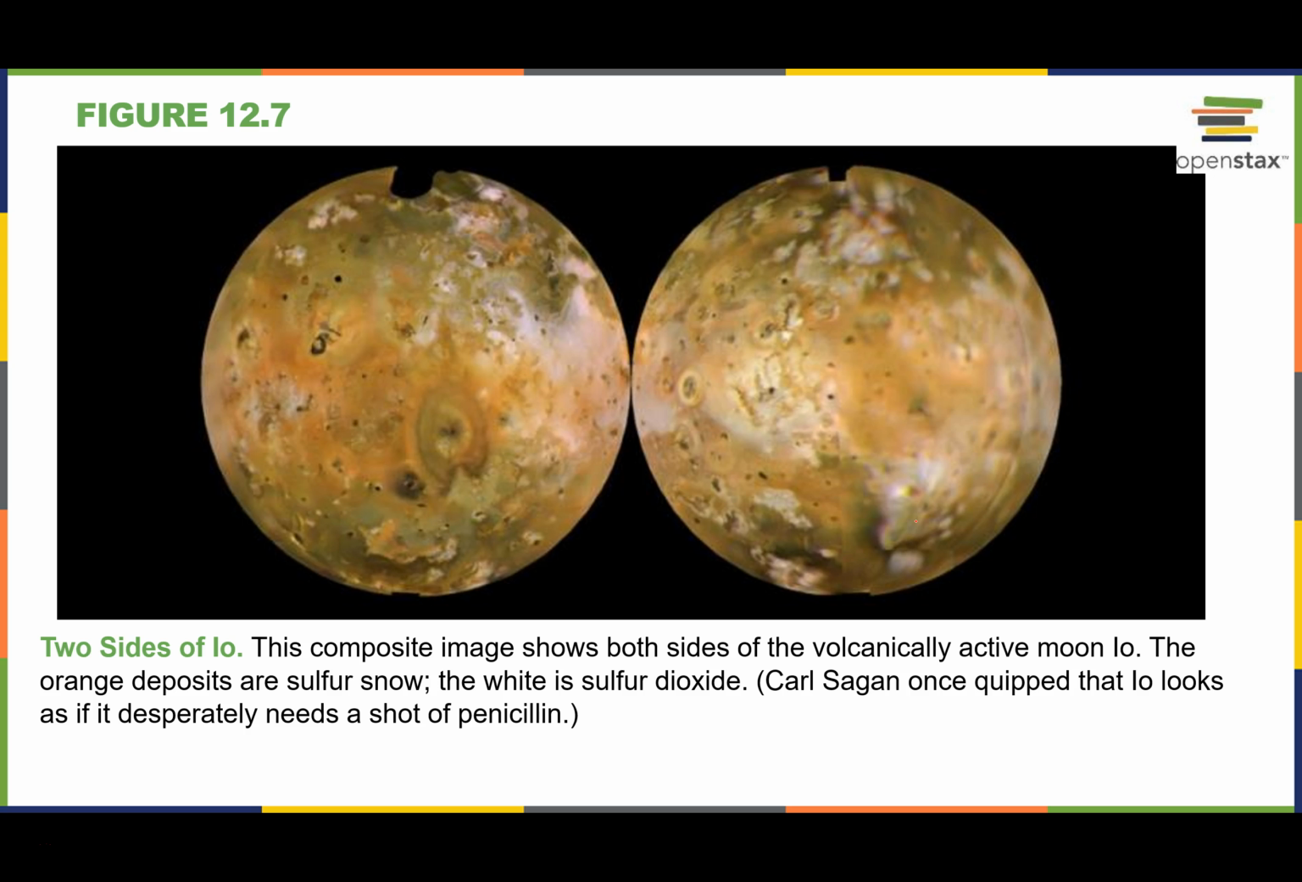Here's Io. I have a couple of slides on Io. I want you to know the general pockmarked appearance of Io. It coughs up volcanic material, sulfur-containing compounds. That's why it's so yellow.